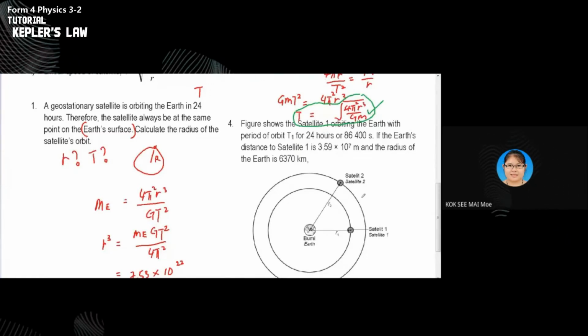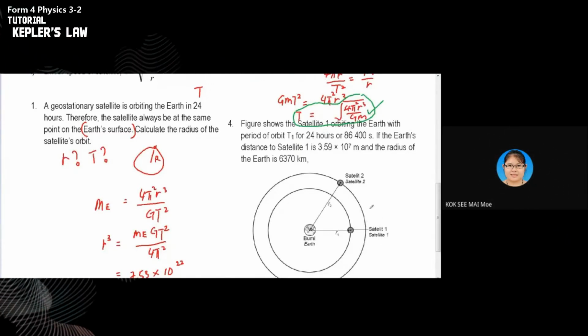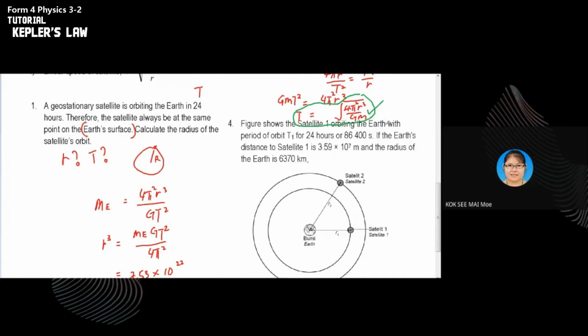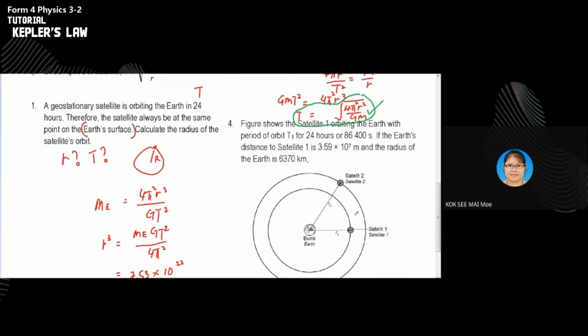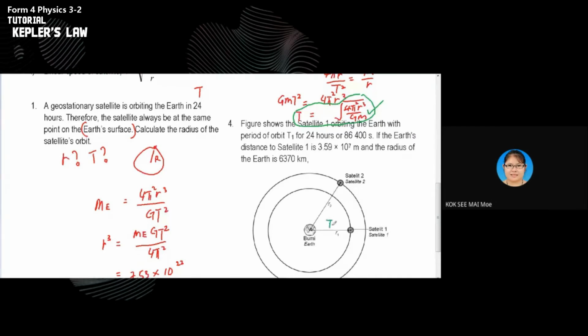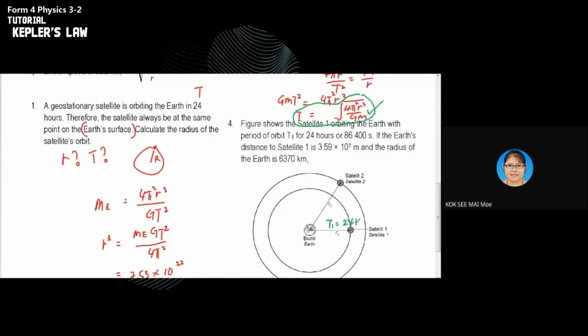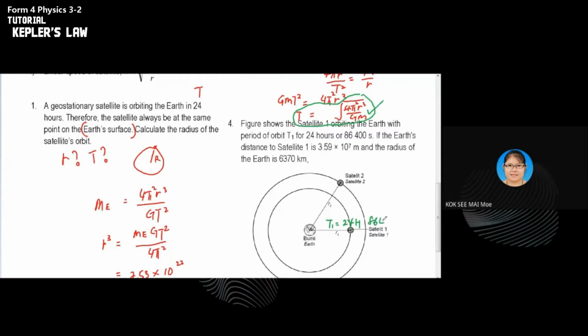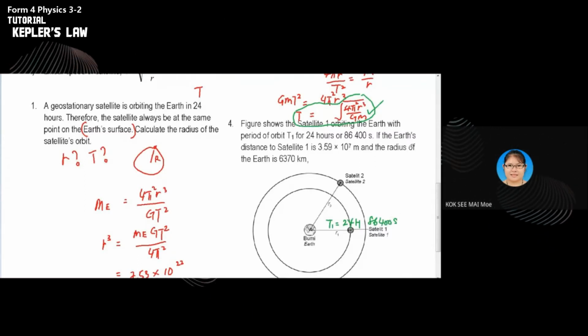Satellite 1. Okay, we got satellite 1, first orbit. Then after that, the period T1 is 24 hours. So we just write here, T1, 24 hours, or you can say 86400 seconds. They count for you.